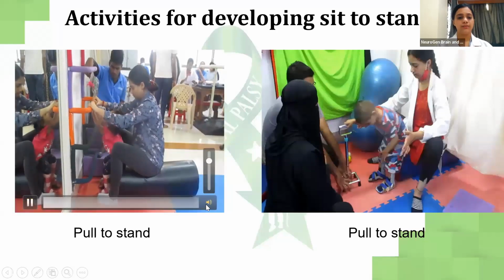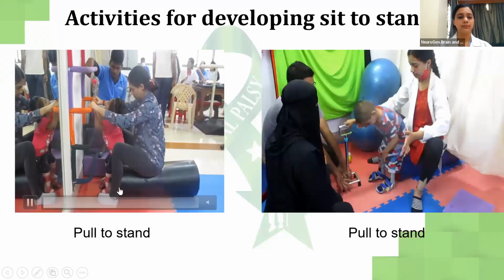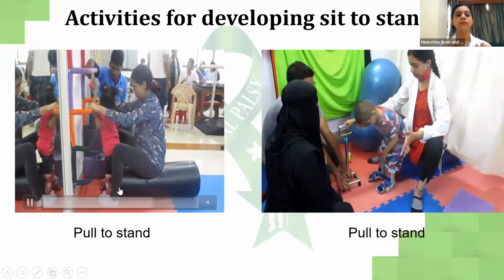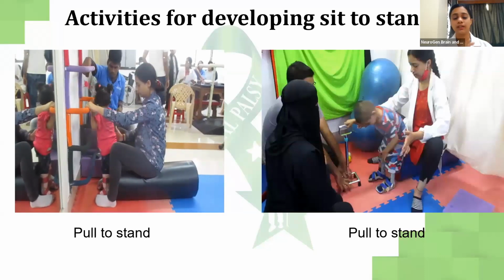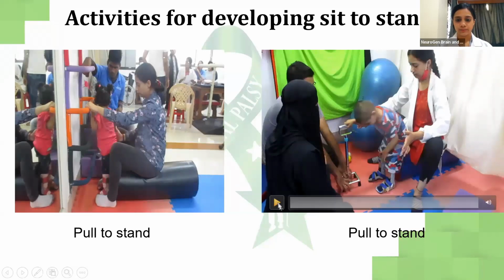Pull to stand. With the help of a wall ladder, we are just expecting her to hold on to that and come up to standing position. So she was learning to take equal weight bearing, equal distribution. She was learning to do that. Pull to stand.